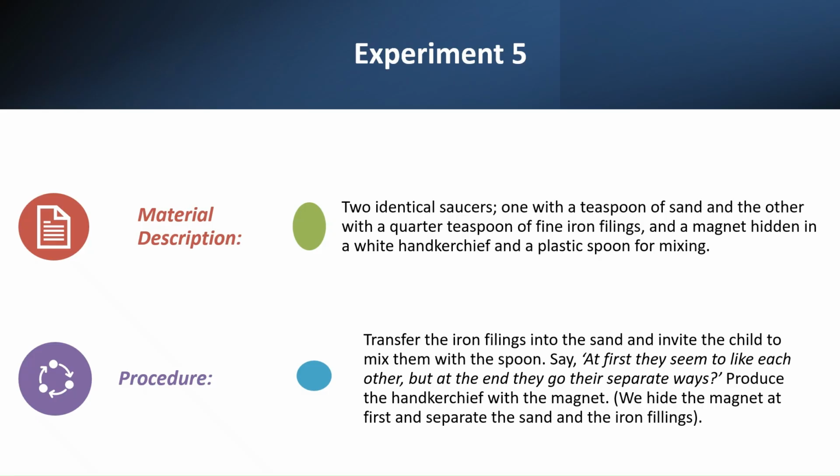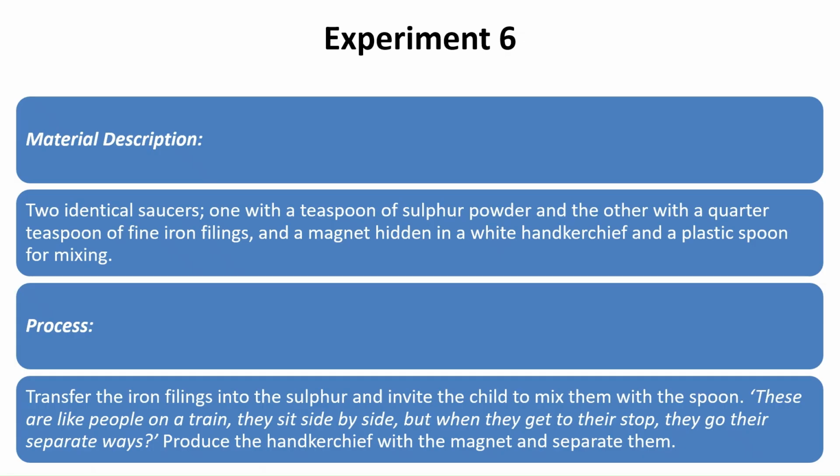Produce a handkerchief with a magnet. We hide the magnet at first and separate the sand and iron filings. Experiment 6. Material description.